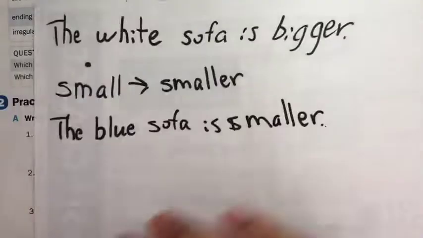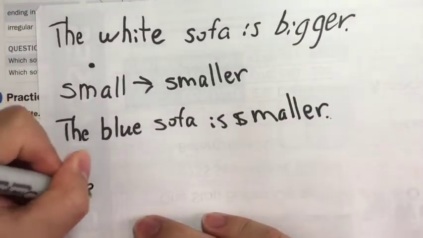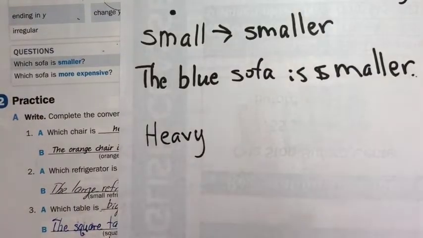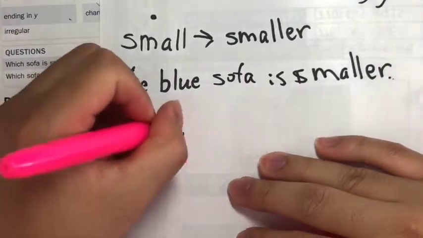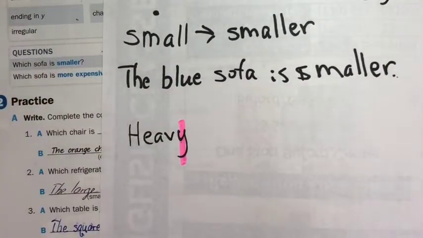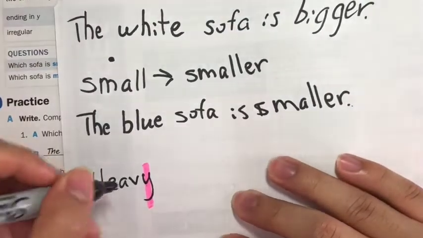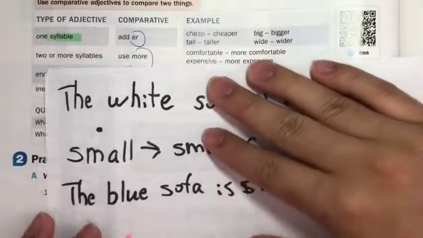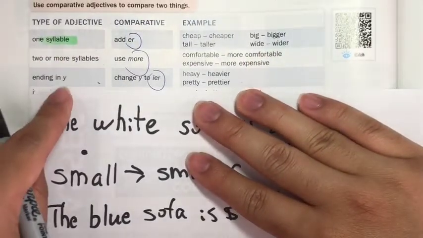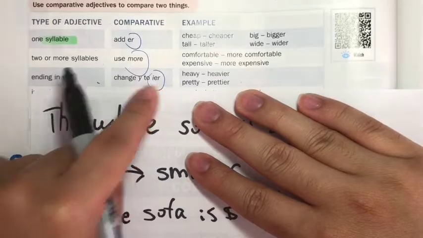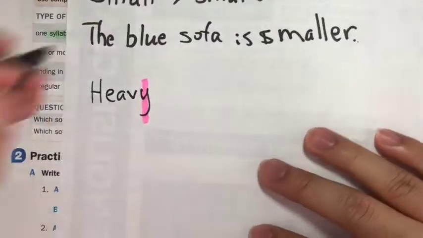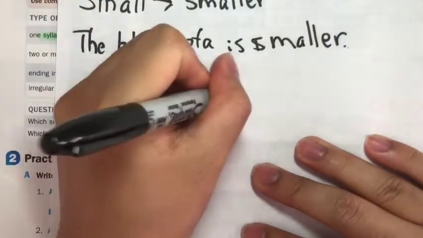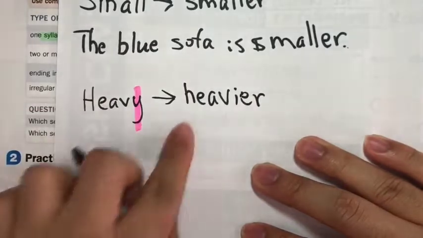Now let's talk about heavy. Heavy ends with the letter Y. And when we compare two things, and the adjective ends with the letter Y, we change Y to IER. So heavy becomes heavier.